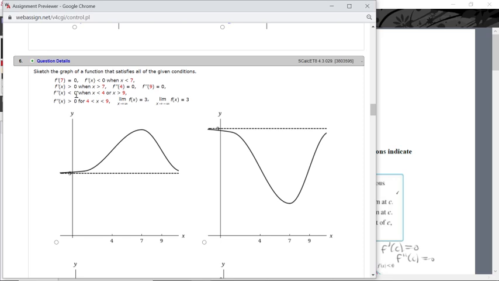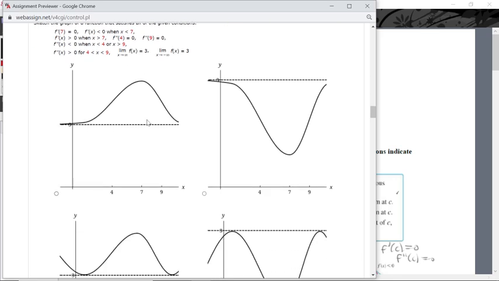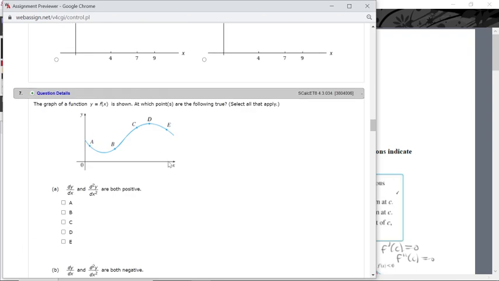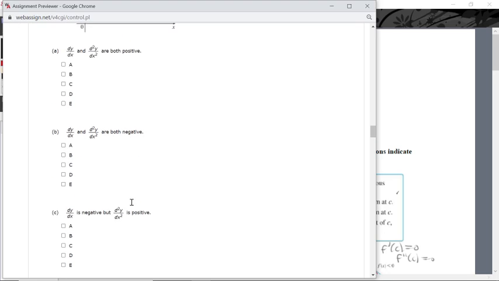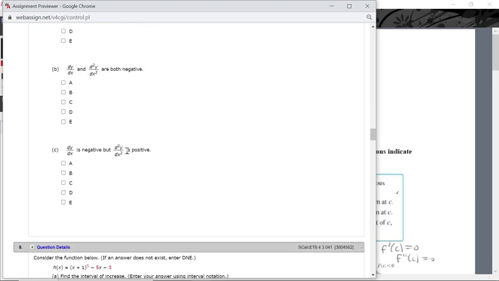We have the second derivative is less than 0 on these intervals, and the second derivative is greater than 0. Okay, and then of course we have the limit at infinity. Back to that again. What does that describe? What type of graphical features are those? Right, that's a review. You can see from these graphs here what feature that could be that it is describing. Okay, graph of the function is shown. At what points are the following true? The first and second derivative are both positive. At which of these points would that be true? First and second derivatives are both negative. Okay, first derivative is negative, second derivative is positive.